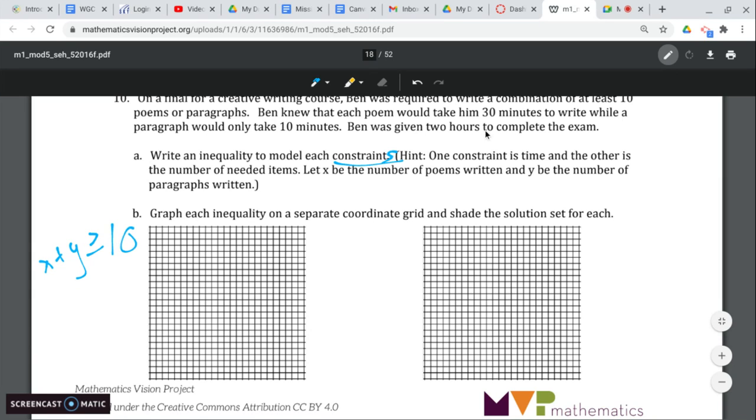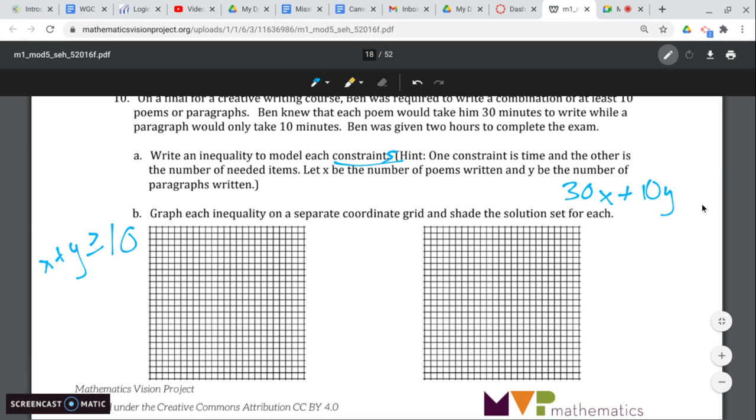So the other constraint being time. So how many minutes does it say it's going to take him to write a poem? So a poem takes him 30 minutes. So we're going to have 30x plus, how many minutes did it say the paragraph would take? 10. So plus 10y. And what is his time limit? He was given 2 hours.